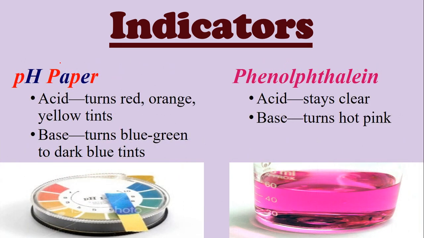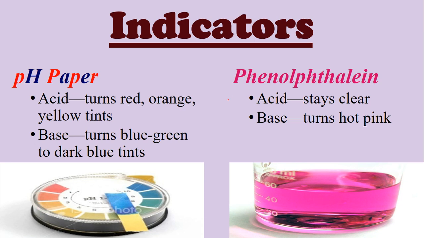Then we have something called pH paper. This is a slip of paper. It's usually yellowish. You dip it into a solution, and then you compare it to a little key, and it tells you if it's an acid or base. Most times, if it turns a red, orange, or yellow tint, it's an acid. If it turns a blue-greenish tint, it's a base.